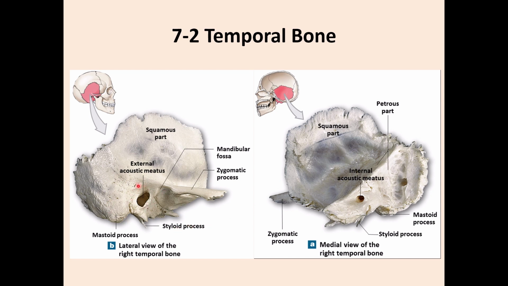Also, you can see the external acoustic meatus, where the external ear is attached. Sounds pass through this area and go to the middle ear, and from there to the inner ear.